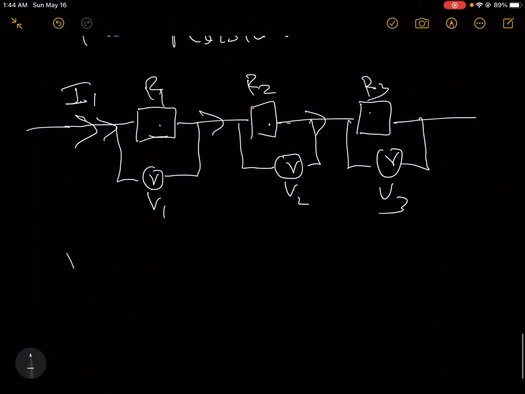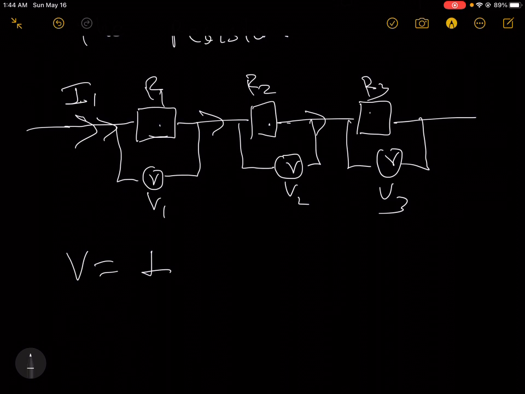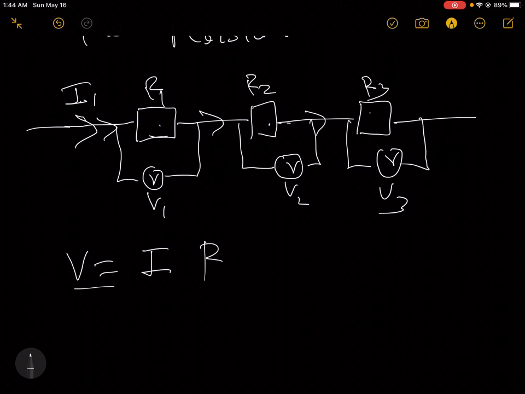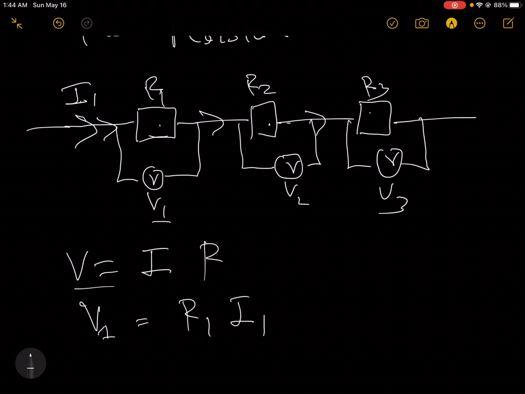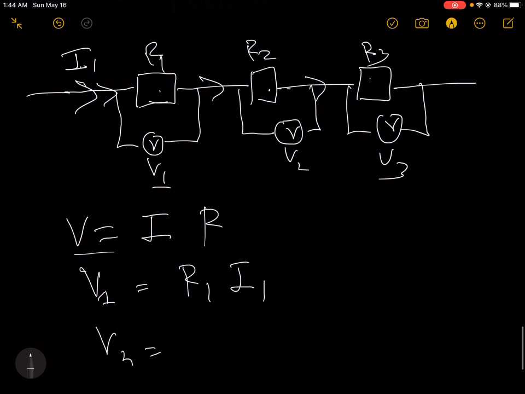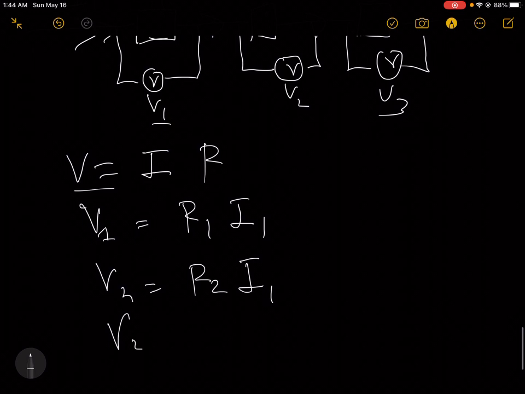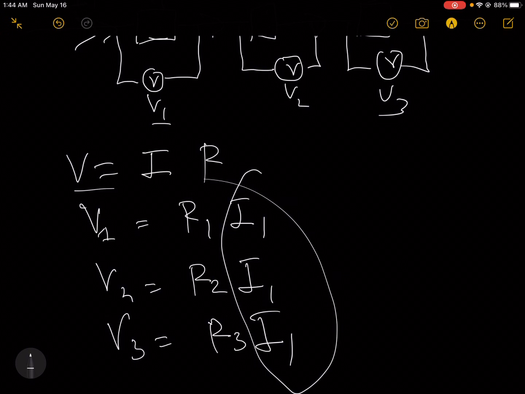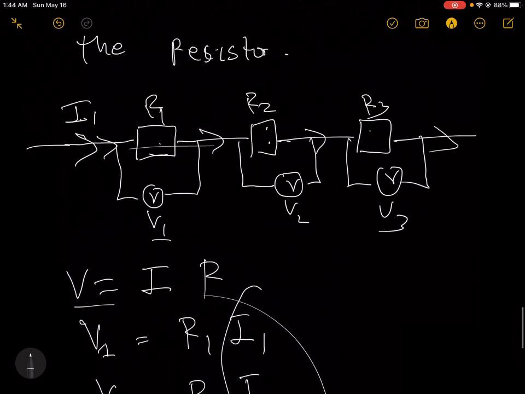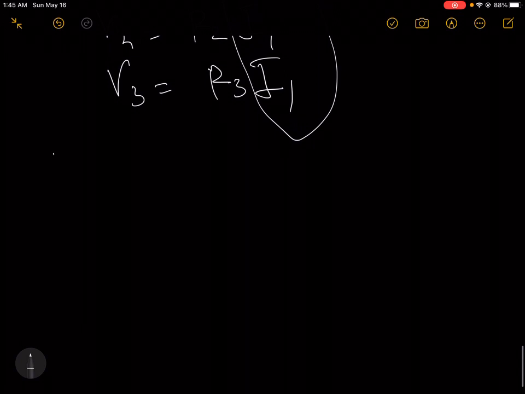And we know Ohm's law, which I'm going to talk about in my next video, but let me just say this: Ohm's law equation is V equals IR. So if I want to calculate V1 here, that's V1 equals R1 I1, V2 equals R2 I1, V3 equals R3 I1. The same current passes through everything. That's for series connection. Now, how about parallel connection?